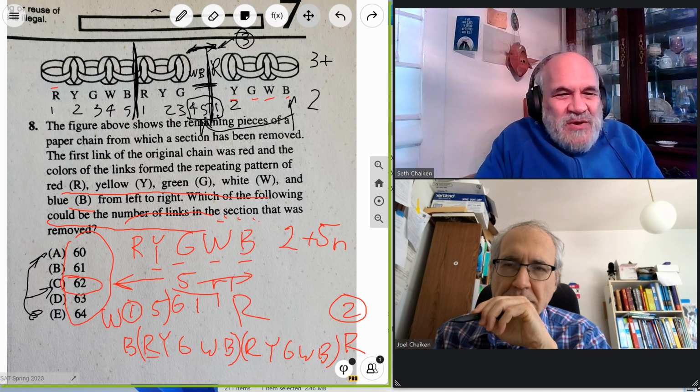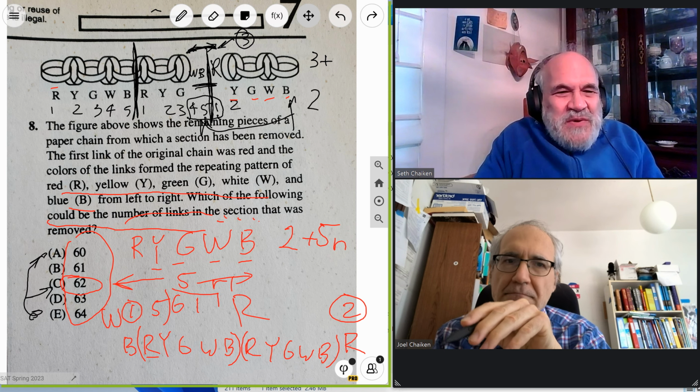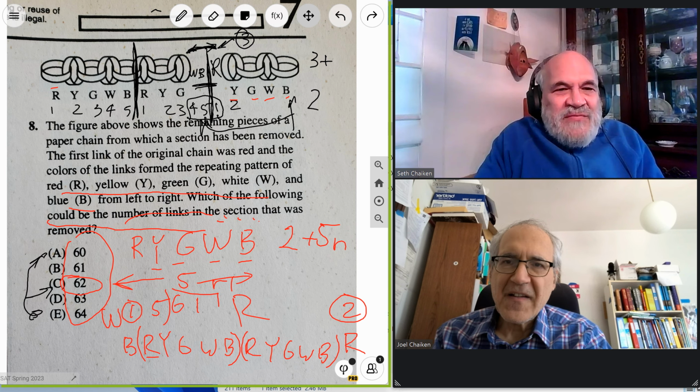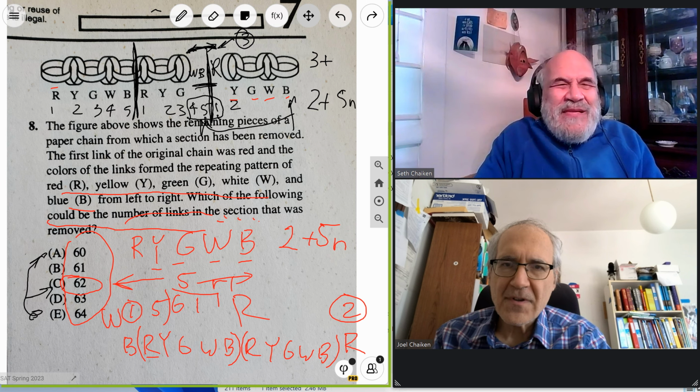G, there must be a W. After the W, there must be a B. Right. And then after the B, there must be an R. So that means there must be 2. And then there could be a yellow. So it's 3. I think maybe I made a mistake.